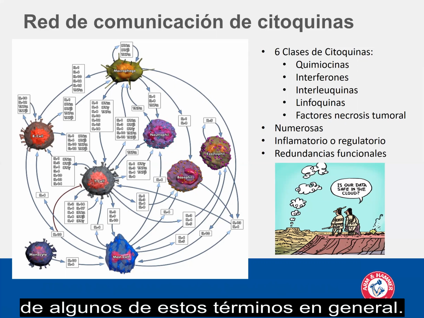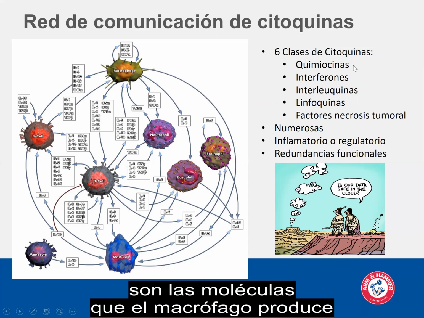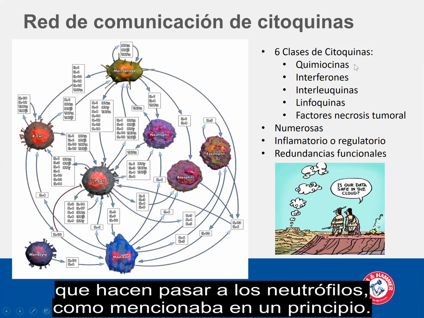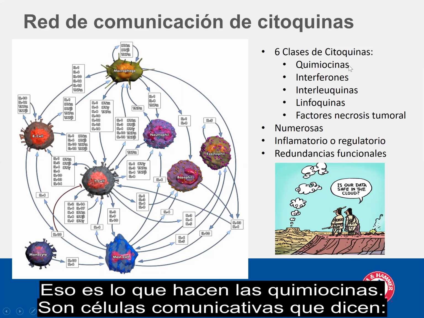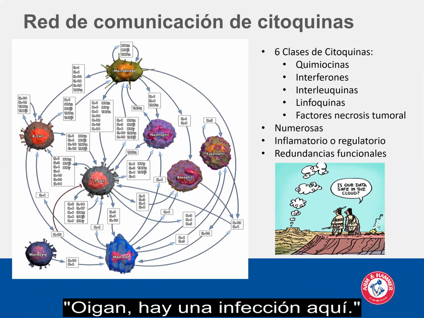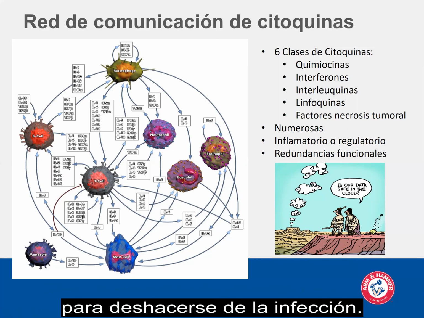We're not going to go through each one of these in detail, but the chemokines here at the top are those molecules that the macrophage produce to call in the neutrophils, if you remember from the first part of the presentation. So chemokines, that's what they do. They're usually those communication molecules that say, hey, there's an infection here, and leave a kind of trail for the other immune cells to follow to then get to the site of infection.